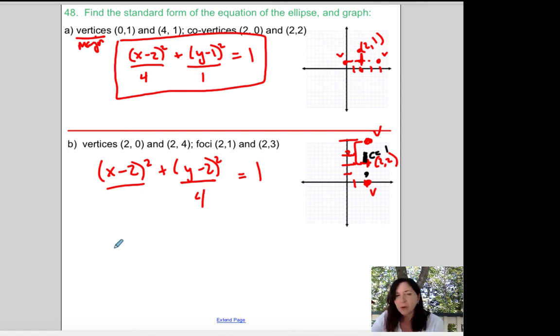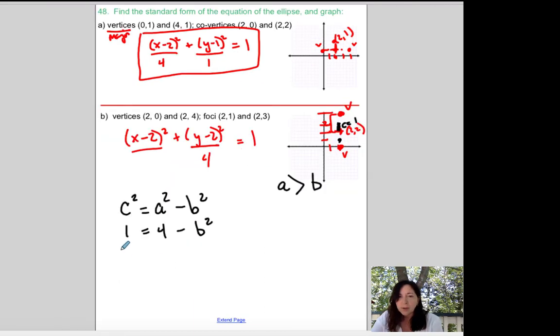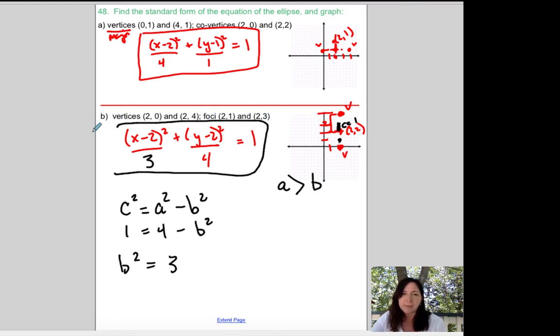So remember, for focal points, it's c squared equals a squared minus b squared. A in an ellipse is always greater than b. So for this value here, c squared, which is going to be 1, is equal to 4 minus my b squared term. So if I move the b squared over here, I get b squared is equal to 3. So that value here is 3. And that's it. So there's my equation of my ellipse for this problem.